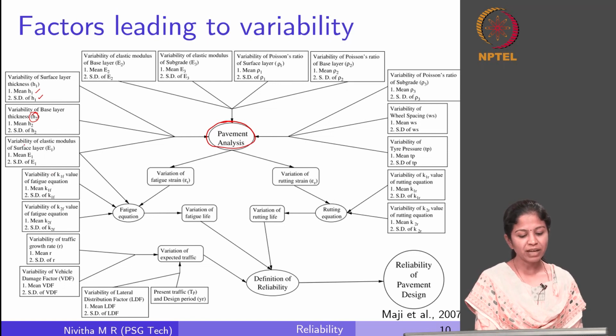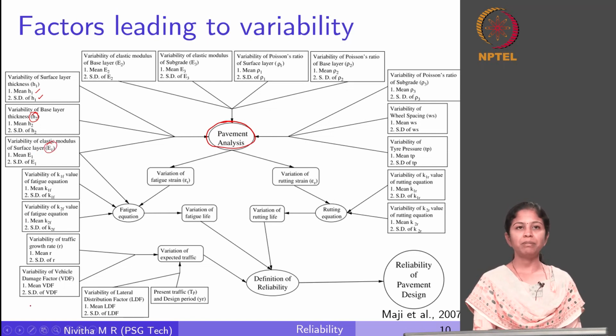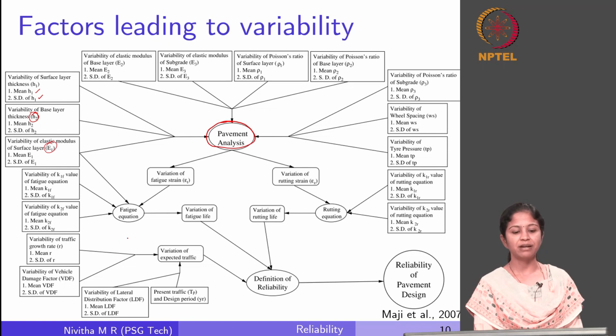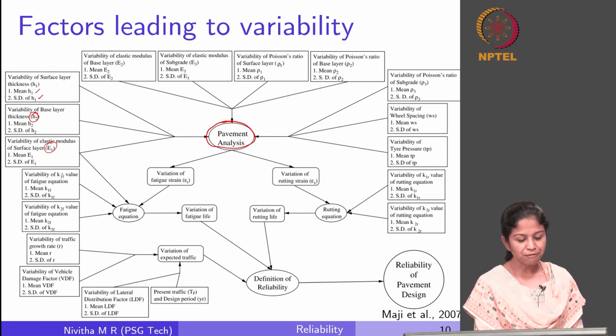Similarly, I have the variability of the elastic layer modulus of the surface layer, the E1 value. Again, for each of these I will be able to associate a mean and standard deviation. Now, if I use a fatigue equation, then we have some constants in the fatigue equation that you are aware of.